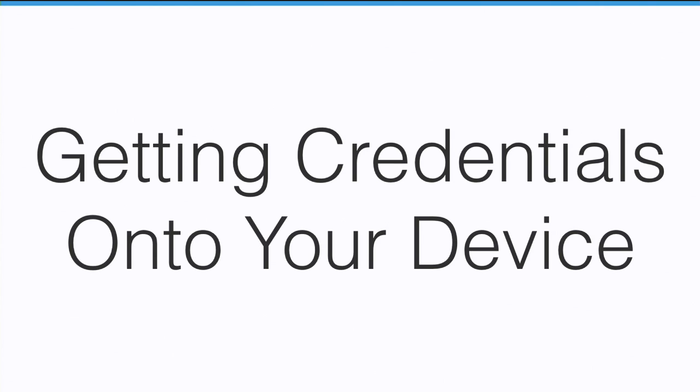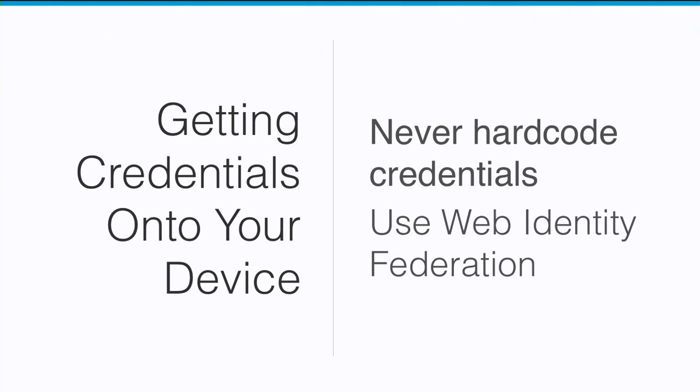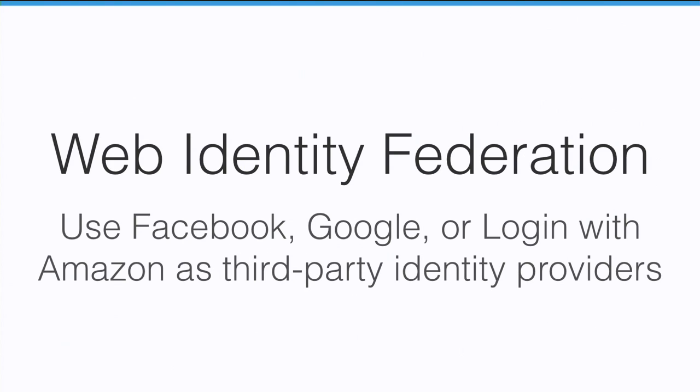Let's talk about credentials. Again, never hard code your credentials. I can't stress that enough. You should not be hard coding credentials in your application. Don't leak secrets. Bad idea. The way that we get around this is we use a feature of IAM and STS called Web Identity Federation. This is a feature that we released a couple months back that allows you to use Facebook, Google, or Login with Amazon as third-party identity providers to do the OAuth login.